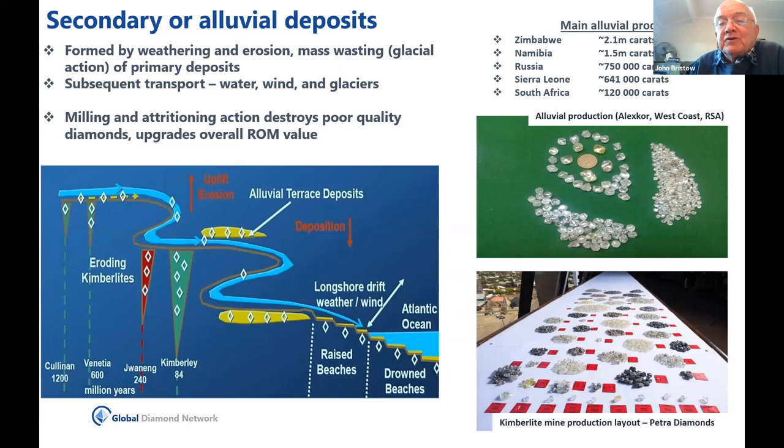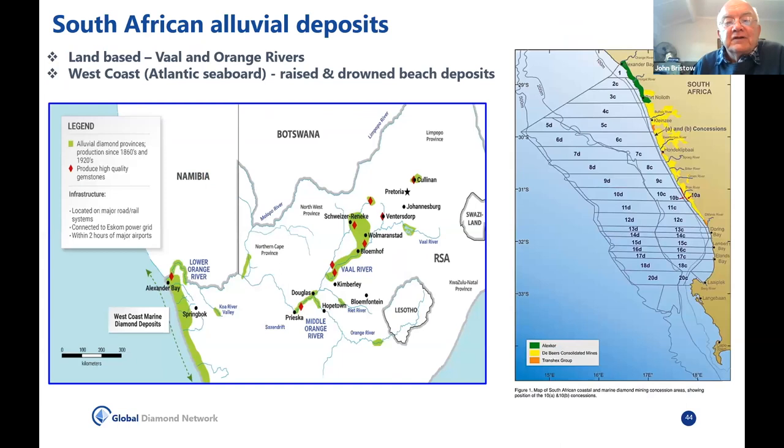So it just highlights the difference between kimberlite production, where all of this dark boart material and black cruddy material will get broken down or attritioned in the transport process, and you end up with that lovely stuff on the top right there.